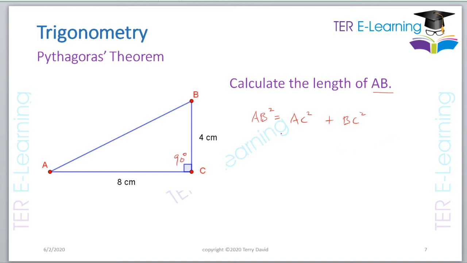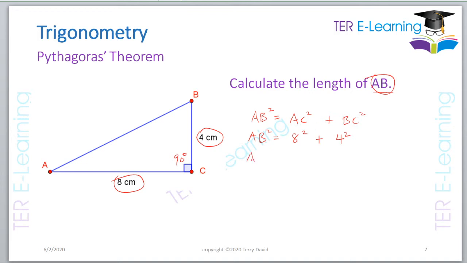So we've written down what the formula is because the question wants us to find AB. So we can say that AB squared is equal to AC squared. In this case, AC is 8 centimeters, so it is 8 squared plus, it's always going to be a plus in the formula, BC squared. BC in this case is 4 centimeters, so this is going to be 4 squared.